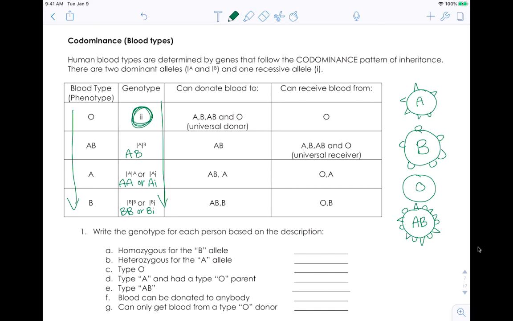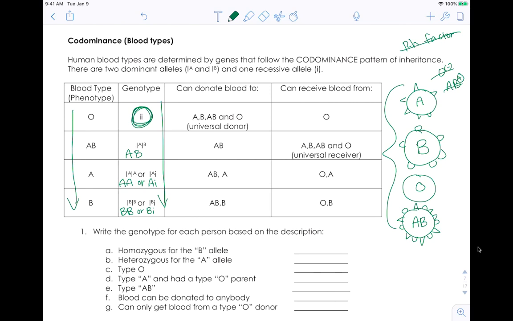And then if you've heard like, oh, I'm O negative or I'm AB positive, the positive and negative is something called the Rh factor, and that's not something that we're talking about for codominance. So you don't really need to worry about that. But this is literally what the blood type is referring to. It's the antigen on the outside of your red blood cells.